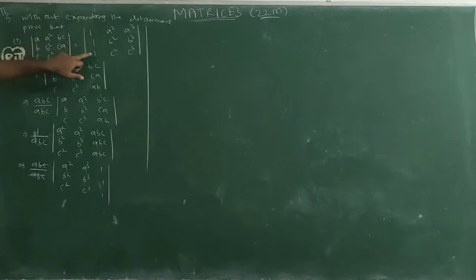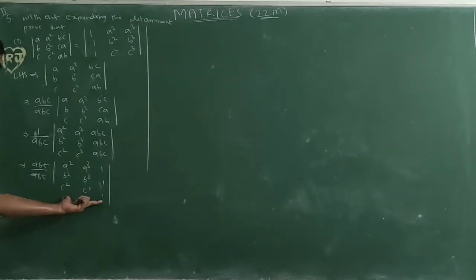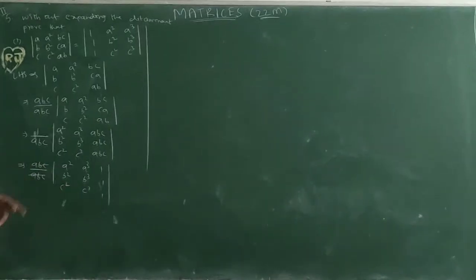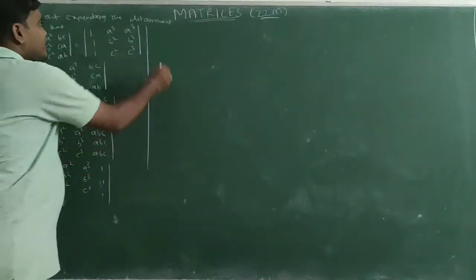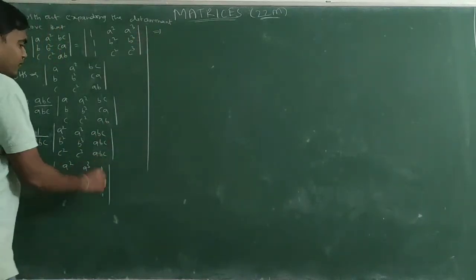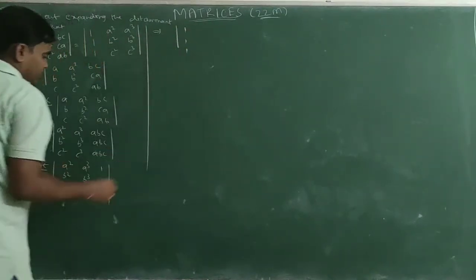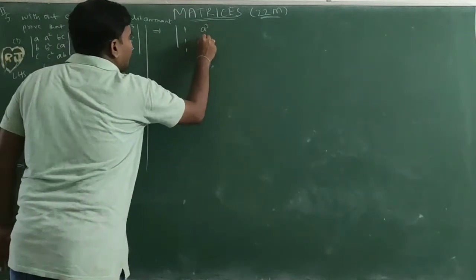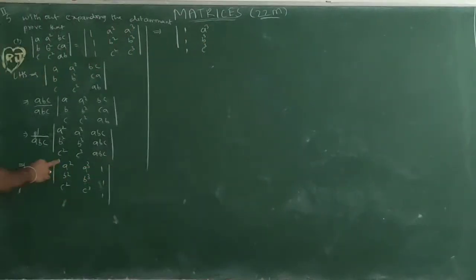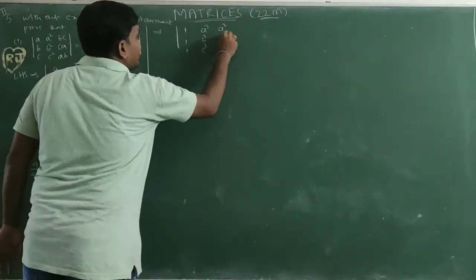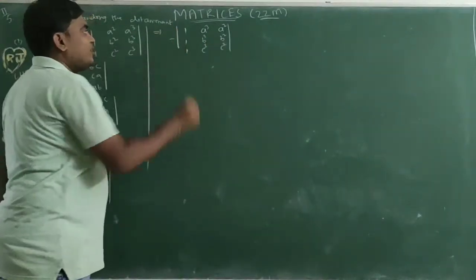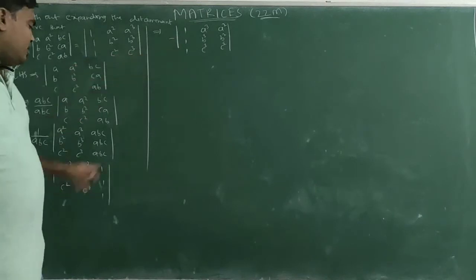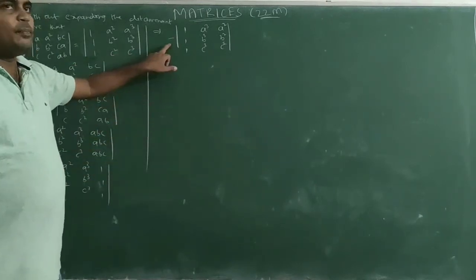In the answer the first column is 1, but here 1 is in the third column. So I want to interchange the first column and the third column. If we interchange any two columns or any two rows, the sign of the determinant will change. So the first column is 1, the second as it is A cube, B cube, C cube, the third A square, B square, C square. We interchanged the first and third columns, so the sign of the determinant changes, so I am multiplying with minus.